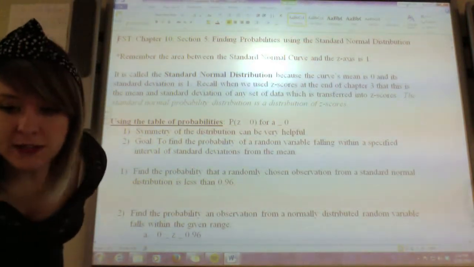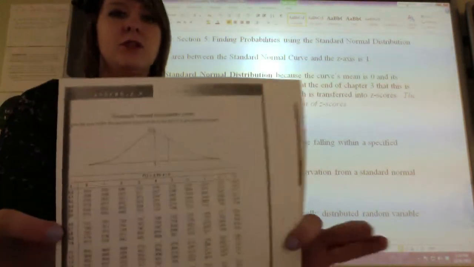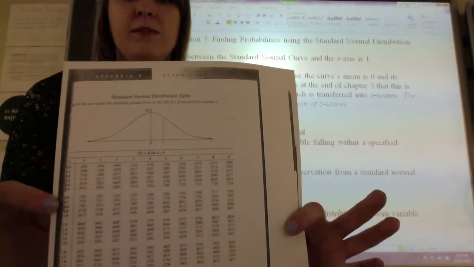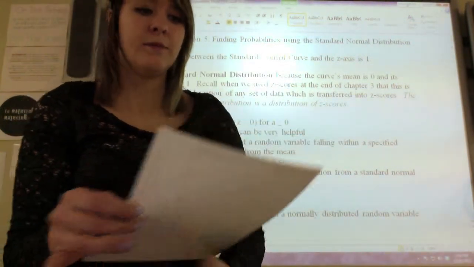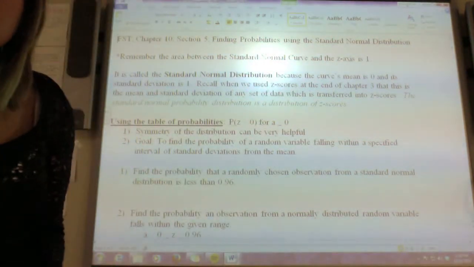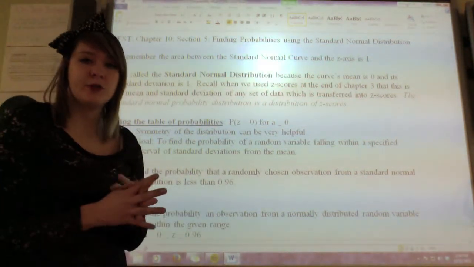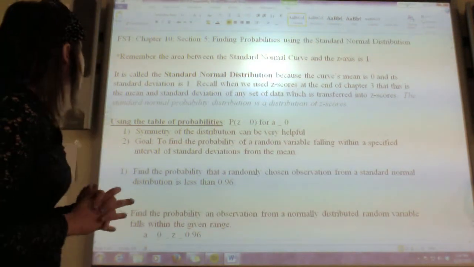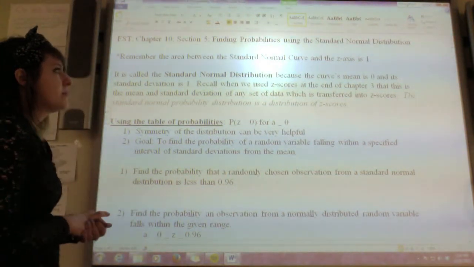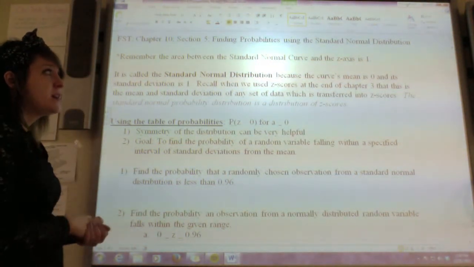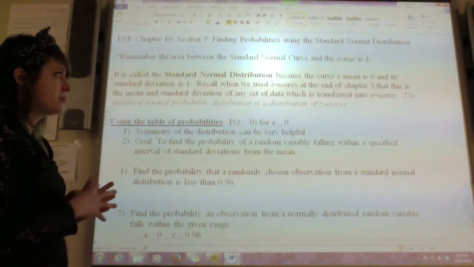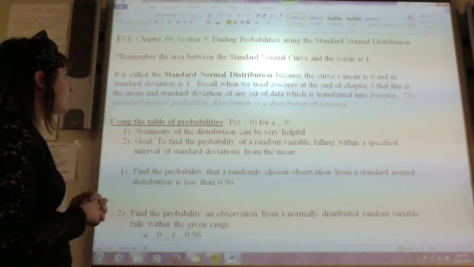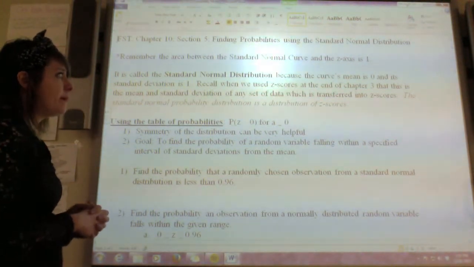So hopefully you guys have this sheet in front of you. If not, it is in your book in the appendix, so it's Appendix D. And this is going to give us our standard normal distribution probabilities. So remember that the area between the standard normal curve and what we call the z-axis is 1. It's called the standard normal distribution because the curve's mean is 0 and its standard deviation is 1.